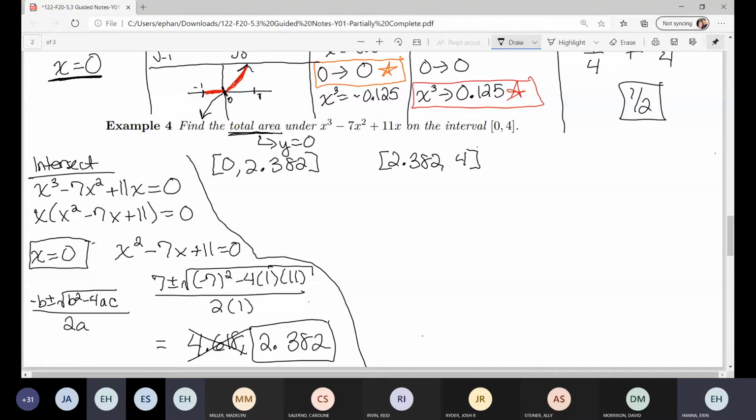We don't use 4.618 because we're given in the original problem an interval from 0 to 4, and 4.618 is larger than 4, so it's not in the interval we're working over. If this was an interval from 0 to 6 or 0 to 5, then we would. But since it's outside of the interval we're given, we don't use it.